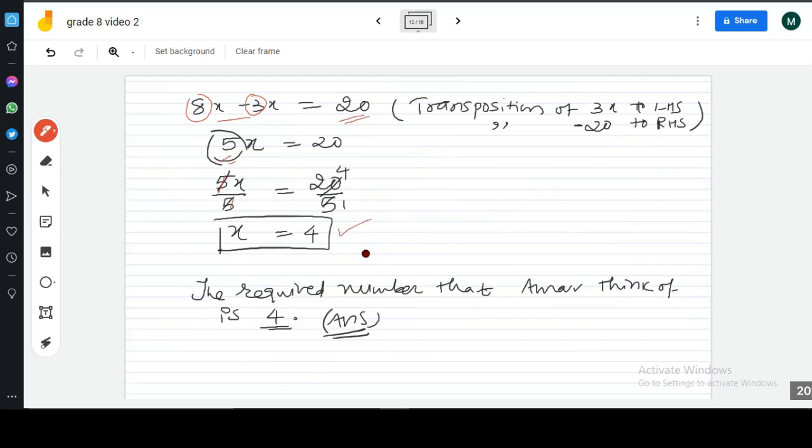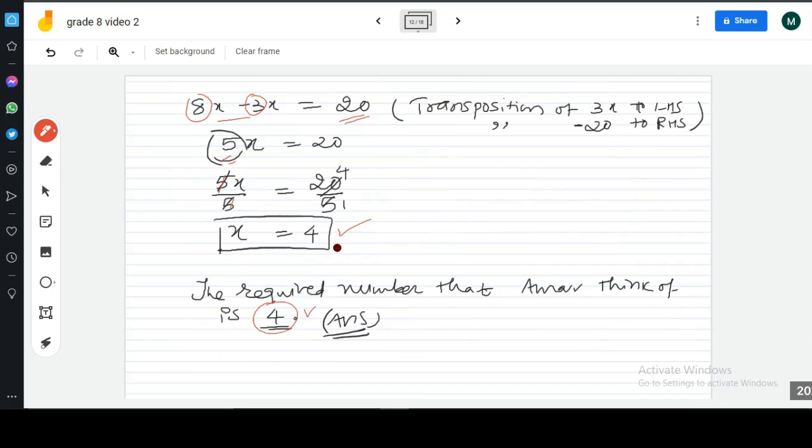x equal to 4. It is the solution of the linear equation we have from the given condition in the word example. But what is x we have considered? We have considered x as the required number that Amar thinks of. So here the required number that Amar thinks of is nothing but a number. The number is 4 that Amar thinks initially, right?